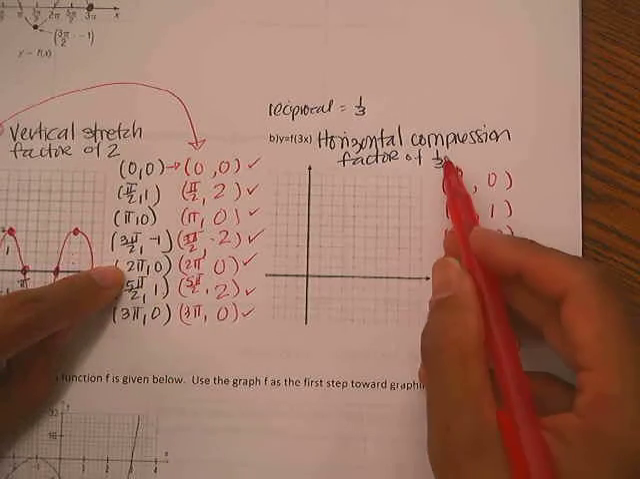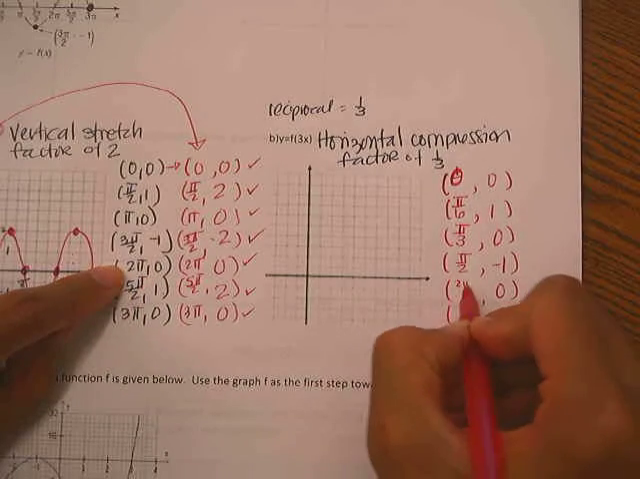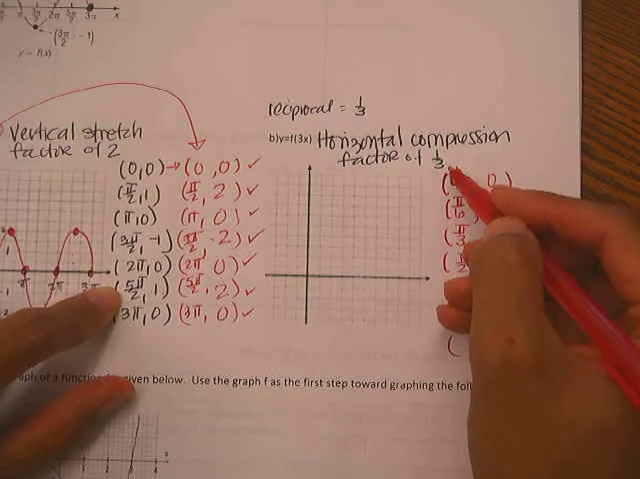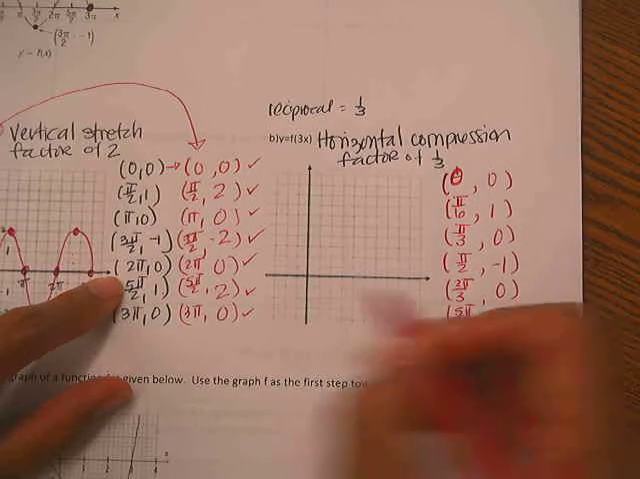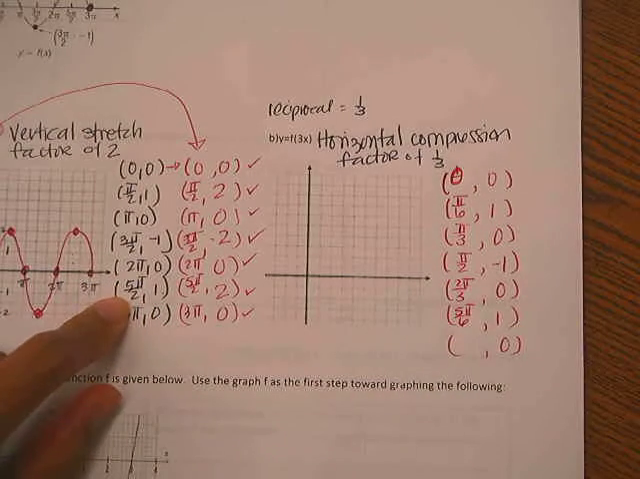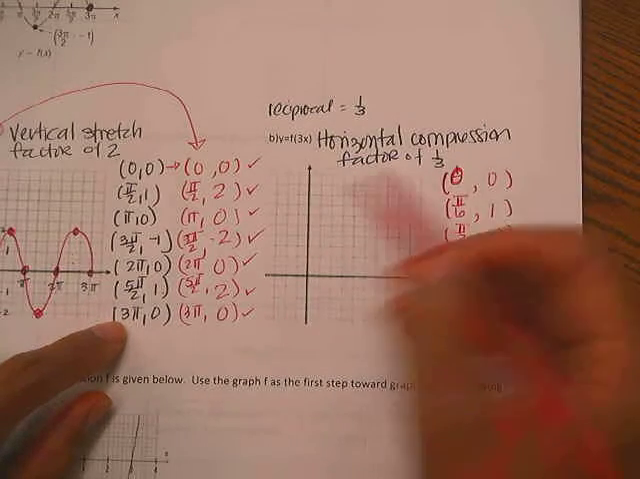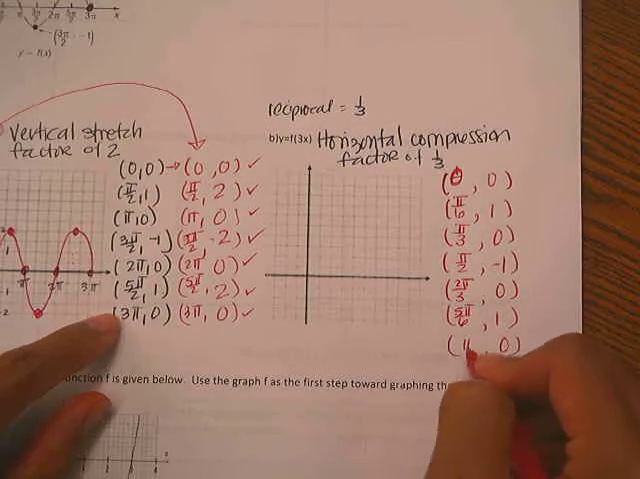2 pi times 1/3, this is 2 pi over 1 times 1/3, so that's 2 pi over 3. 5 pi over 2 times 1/3, 5 pi times 1 is 5 pi. 2 times 3 is 6. And the last one, 3 pi times 1/3. The 3's on the top and the bottom will cancel. I'm going to end up with the pi.